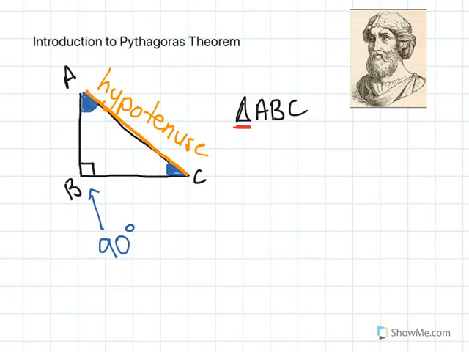Now, to remember how to identify the hypotenuse, it is always the longest side, and it is always the side opposite the right angle. So it's always across from the right angle. So that's just another way to remember the hypotenuse.